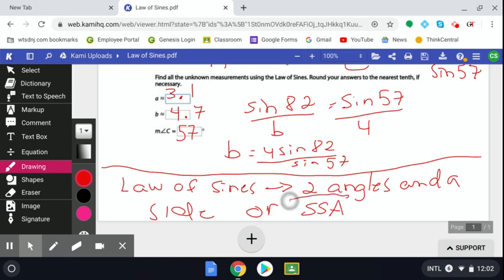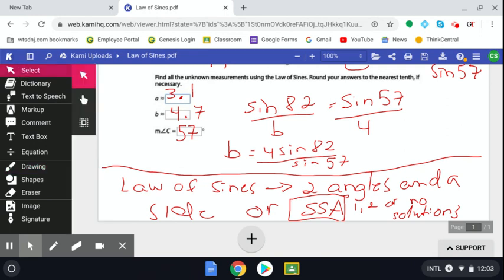If you have a special case, this one, SSA, there may be one, two, or no solutions. Okay, and the explanation for that is in the textbook, so I'm not going to go over that. But just to get you in the right direction, if you have two angles and a side, you should use law of sines. Or if you have SSA, there may be one, two, or no solutions. And then we're going to learn about law of cosines next.